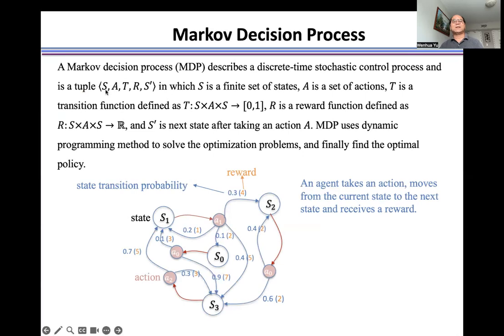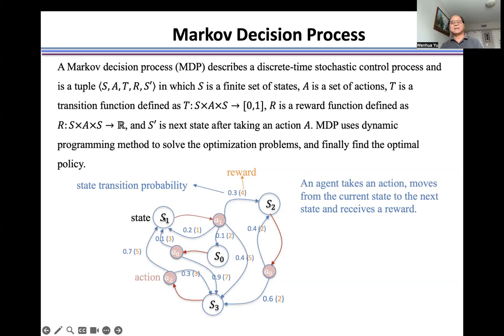The first one, S, is a current state of the agent. A is the action taken by an agent. T is the state transition probability from a current state to the next state. R is a reward from the environment. A Markov decision process uses a dynamic programming method to solve the optimization problems and finally find the optimal policy.